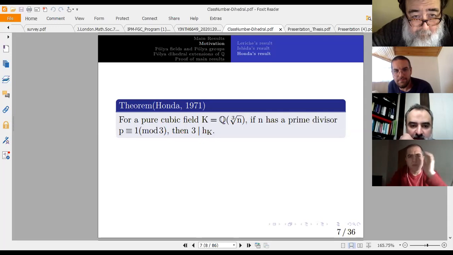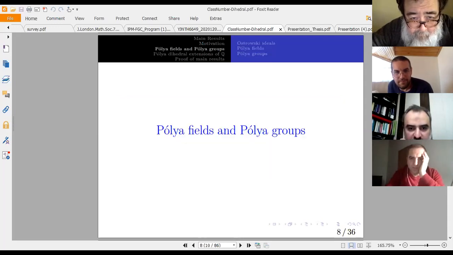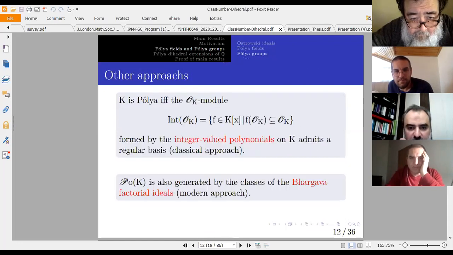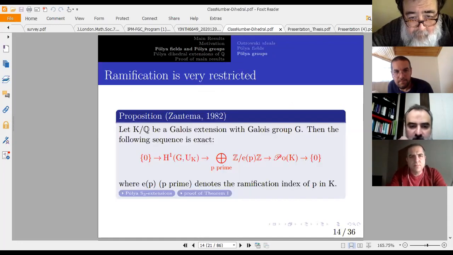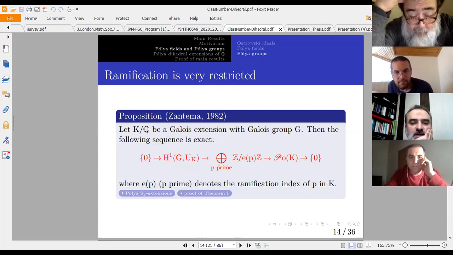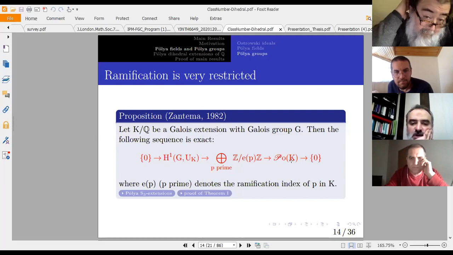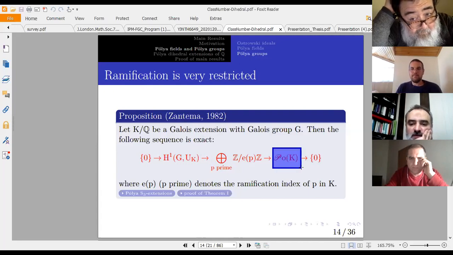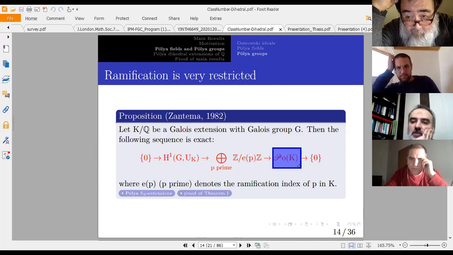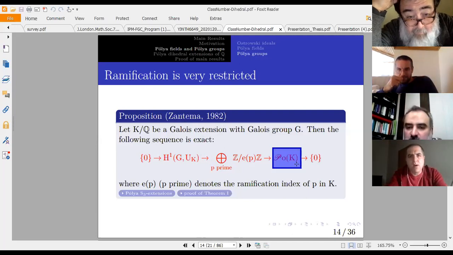So let me skip a few pages, because we're kind of short of time. There is an exact sequence. This is the exact sequence that you can find in the work of Zantema that I alluded to in 1982. It's a nice exact sequence, because this Po(K) is the Pólya group of K. It's a subgroup of the class group. This is the subgroup that we can easily describe some divisibility results for. So whenever you prove that a prime divides this subgroup, then you have proof that your class number is big.